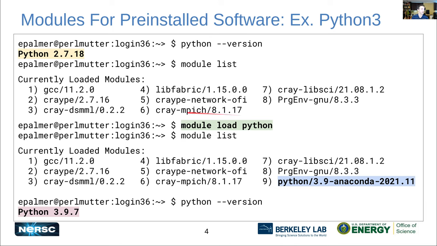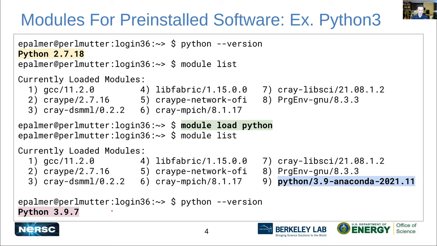This shows the modules that are currently loaded. It doesn't include the Python module that contains Python 3. That's why when I typed the Python version, I got 2.7. When I typed module load python, that loaded the Python module that has version 3.9, and you see that when I type module list. So now when I check the Python version, this makes Python version 3.9 available to me in my user environment.